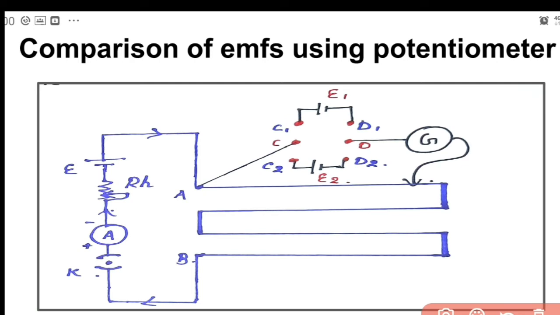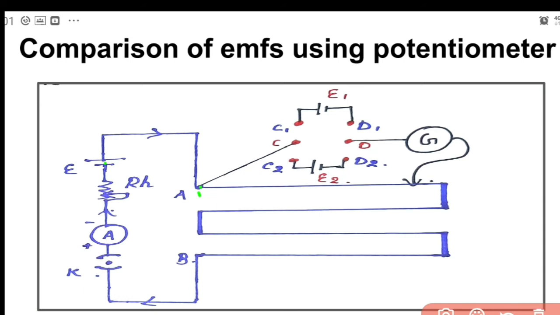And between the middle terminals, we connect the following: one middle terminal is connected to the end A and the other middle terminal is connected to the galvanometer, and from the galvanometer the connection goes to the jockey. Now in this experiment, one more point is to be noted, that the 3 positives will be at the same point A. Driver cell positive and these 2 cells' positive will be at the same point A. So that is a point to be noted.